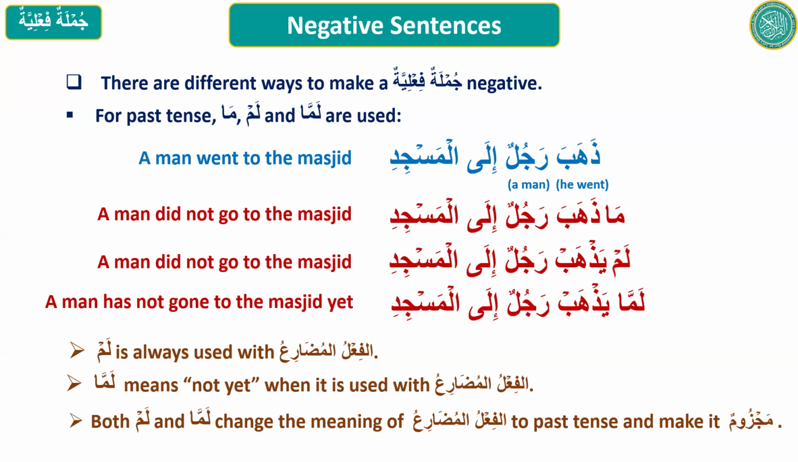So these are the three ways to have a negative jumla fi'liya in the past tense. Just adding ma, no change in the verb. Adding lam, a change in the verb. And lamma, a change in the verb. Both lam and lamma work with al-fi'l al-mudari and still make it past tense. All right, good. So this was about the past tense.